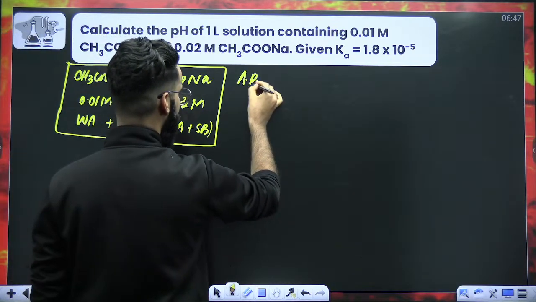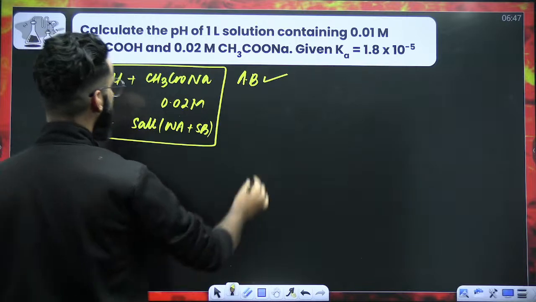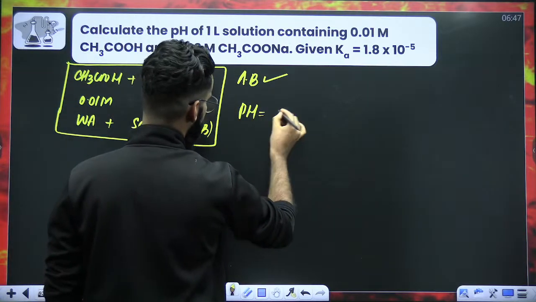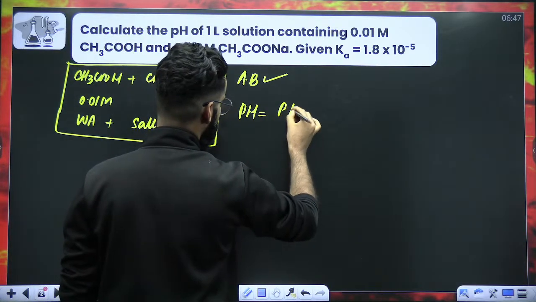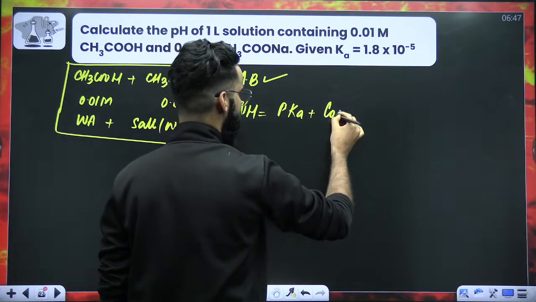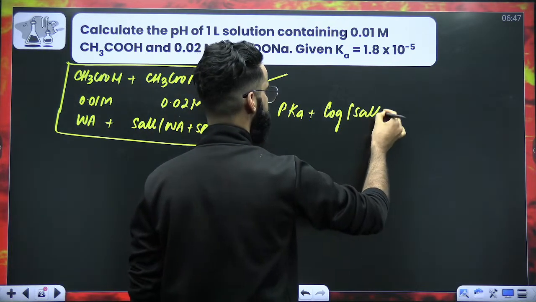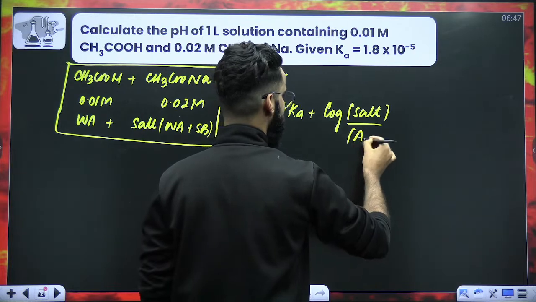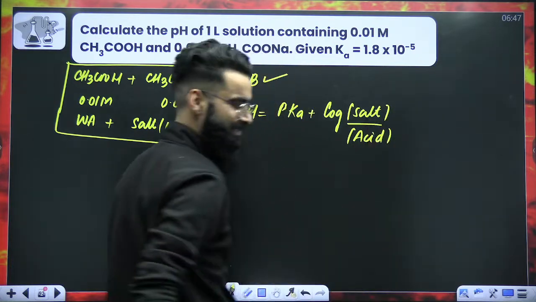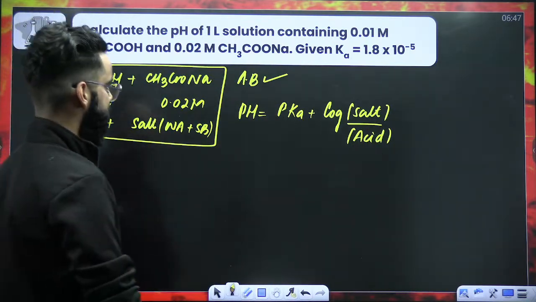I mean in the container? Absolutely, we have got acidic buffer. How do you calculate pH of the acidic buffer? pH of the acidic buffer is equal to pKa plus log of concentration of salt divided by concentration of acid. It is basically the concentration of conjugate base, actually, right? Divided by concentration of acid.